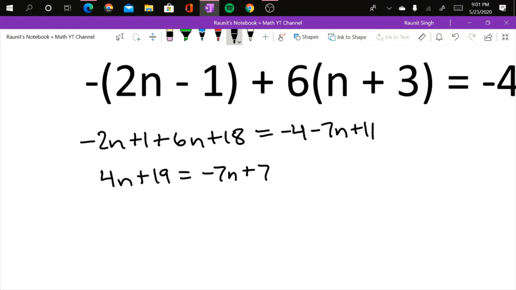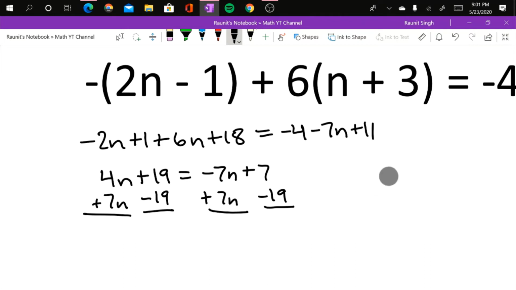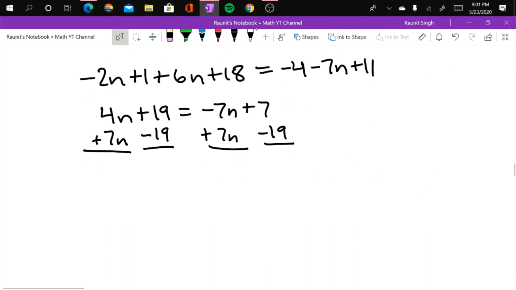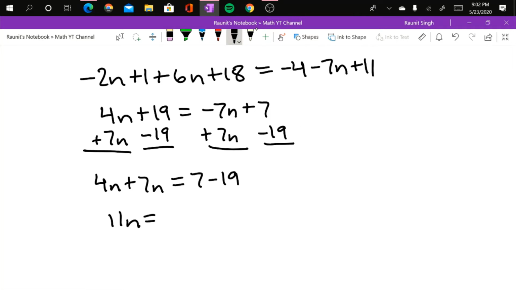In order to remove the n's, we're going to have to add 7n, not subtract, we're going to have to add 7n to both sides. And then we're also going to have to subtract 19 from both sides as well. So we know that the 7n is going to cross out on the right side, and the 19 is going to cross out on the left side. So we're going to have 4n plus 7n is equal to 7 minus 19. Okay, so when we add up the 4n plus 7n, we get 11n.